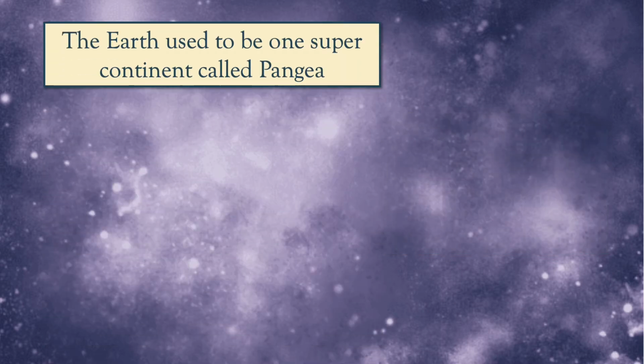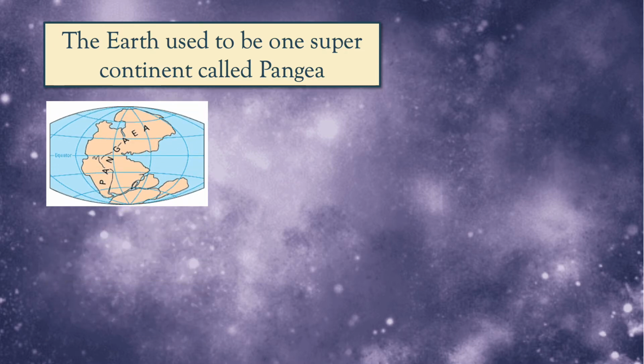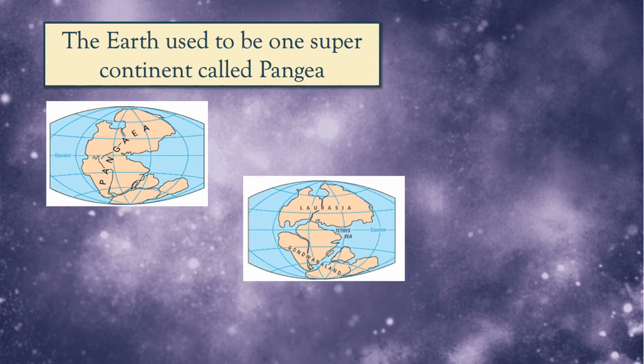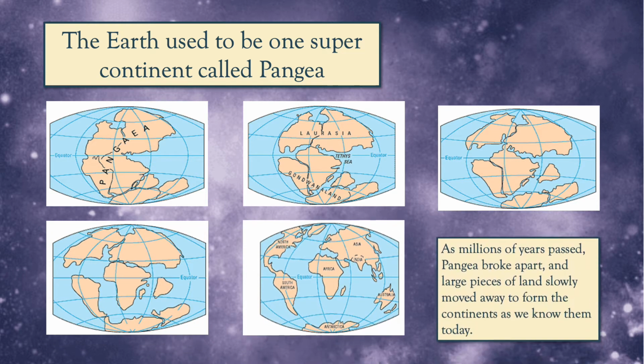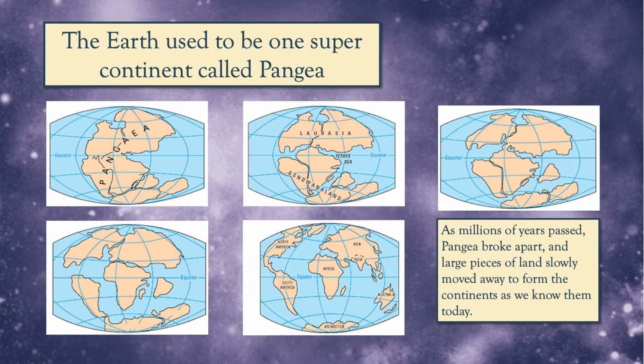So the Earth used to be one big supercontinent called Pangea. Now, over millions of years, Pangea broke apart and large pieces of land slowly moved away to form the continents as we know them today. These continents are all sitting on top of different plates. And because the plates move, the continents on top then move apart as well.